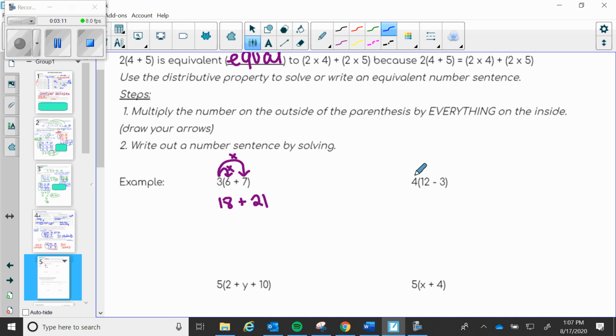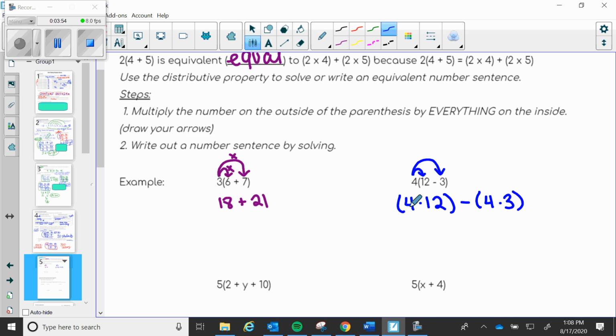So first step is to multiply the numbers on the outside by everything on the inside. So let's draw our arrows: 4 times 12 and 4 times 3. So we're actually going to write that out. 4 times 12. Remember that dot also means multiplication. And then you take whatever sign is inside of your parentheses. In this case, it's a minus, a subtraction sign. So we're subtracting 4 times 3, that second arrow that we drew. And this is the other type of number sentence. But you can solve it to get something like this.